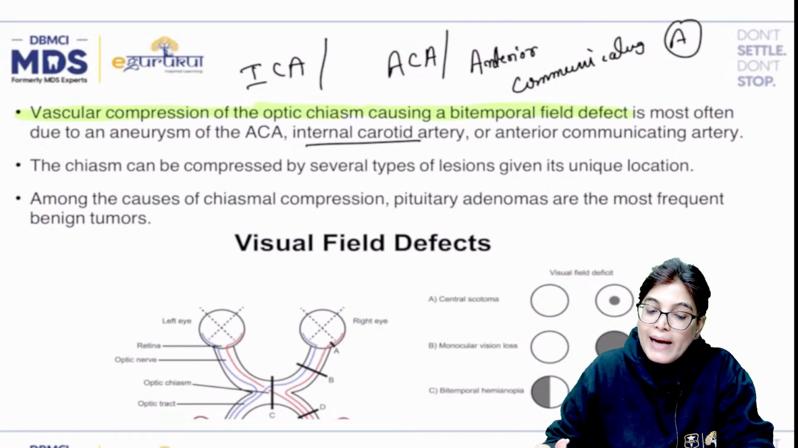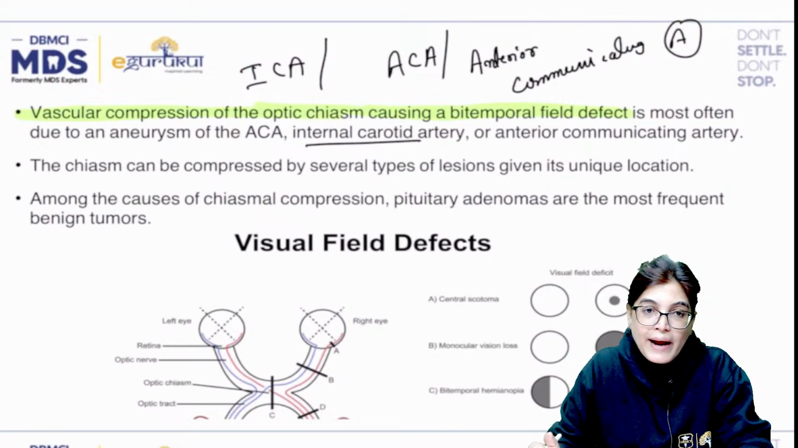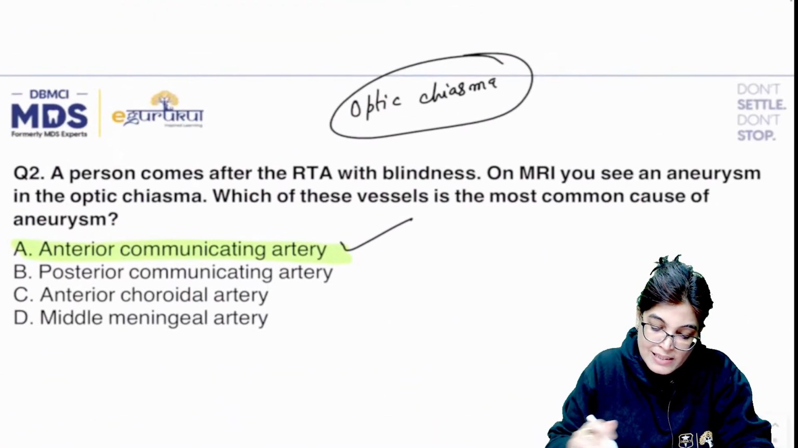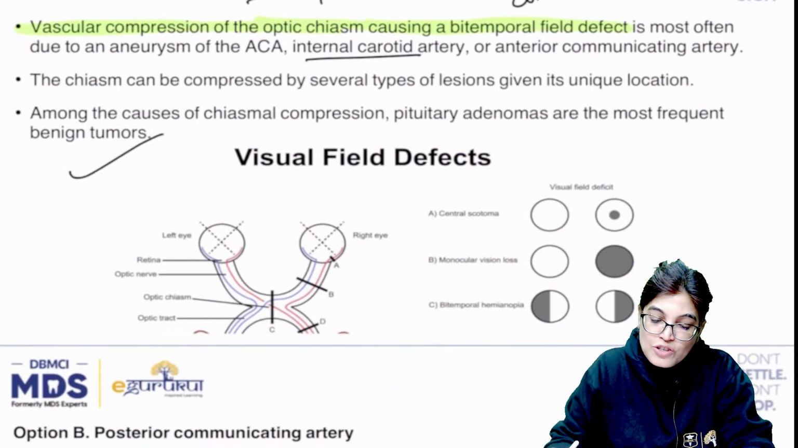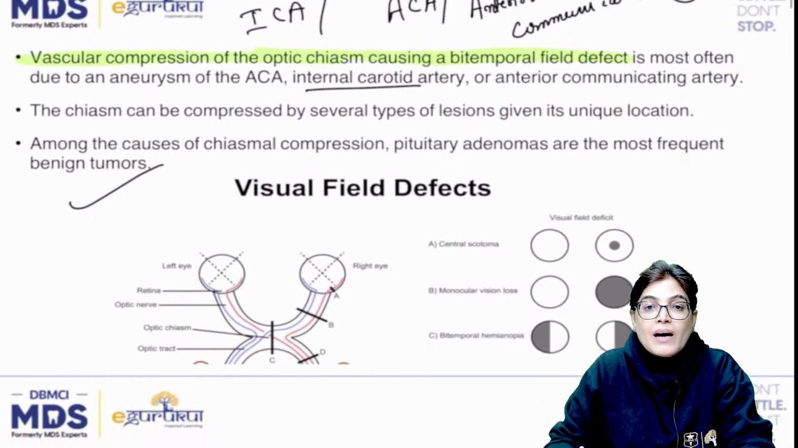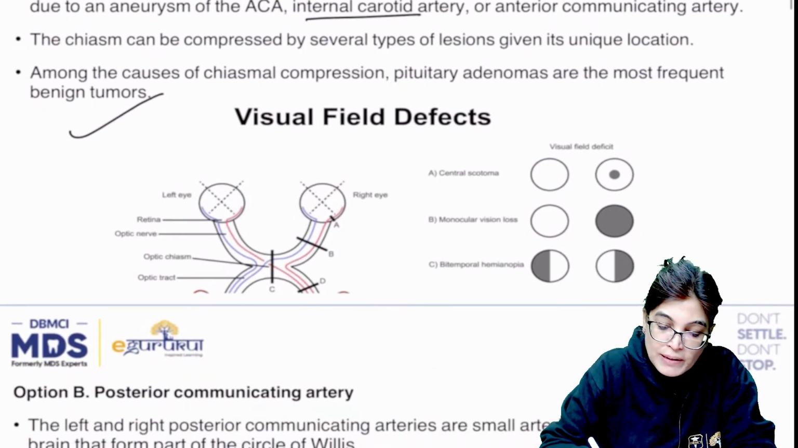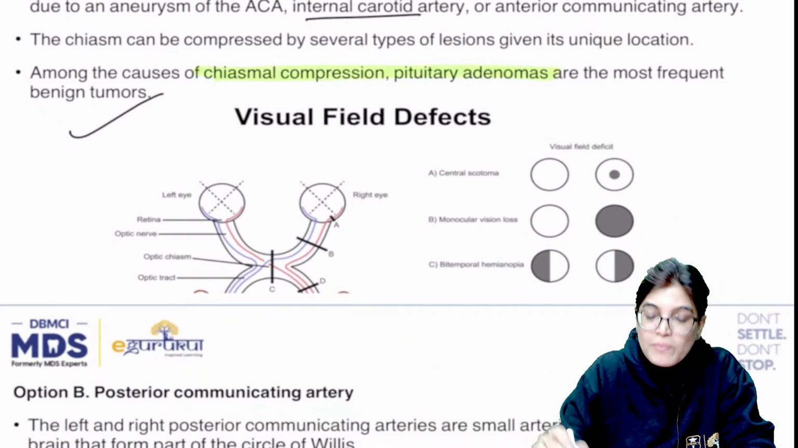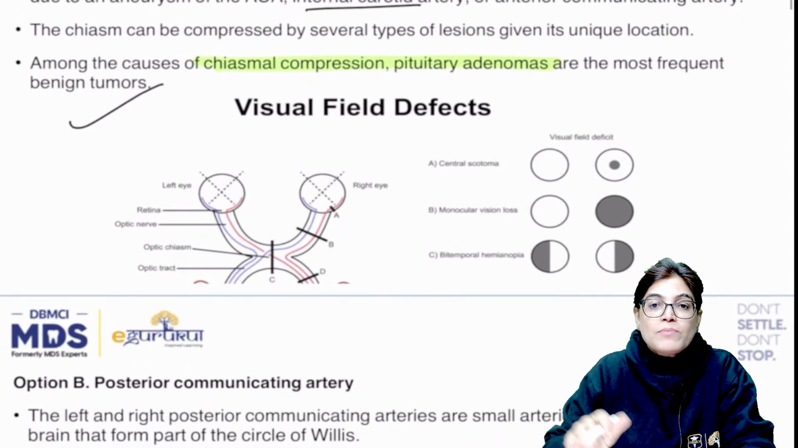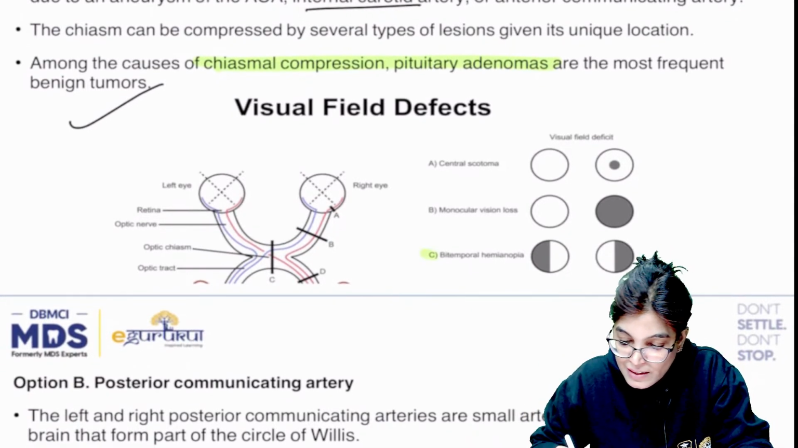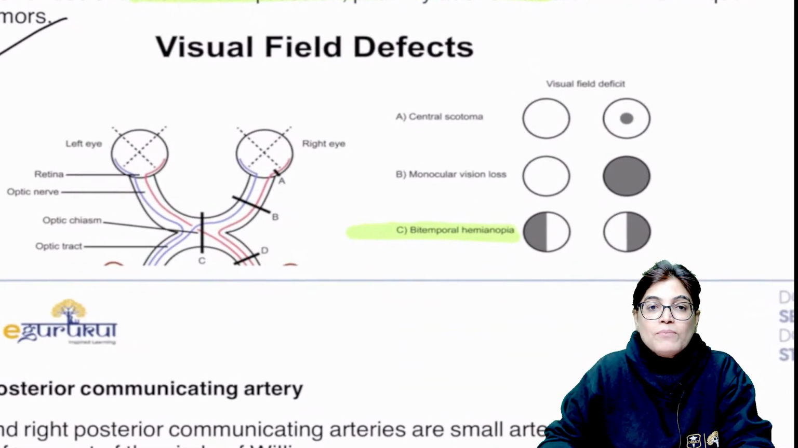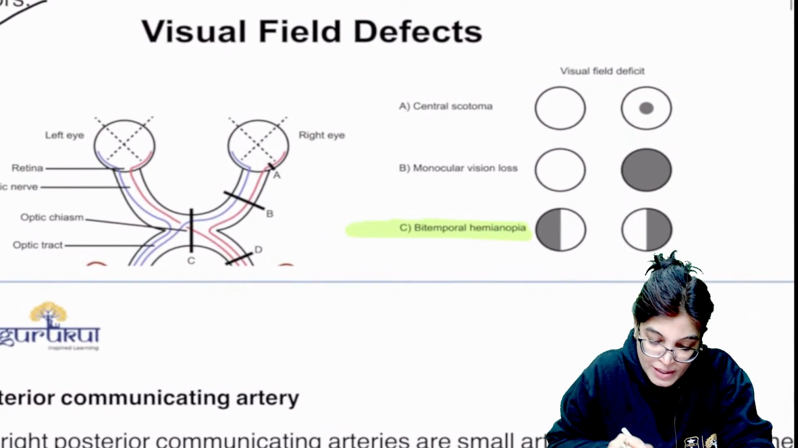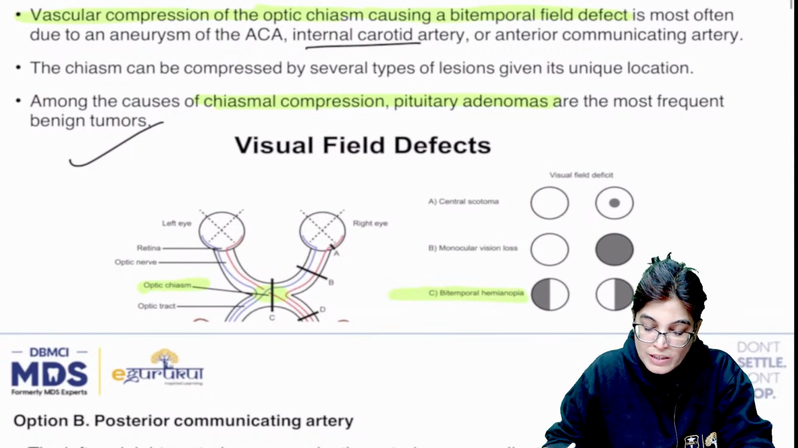Yes, Aditi Huda, anterior communicating artery is absolutely right. So we will pick the right answer as anterior communicating artery. Now I also want you to know that the major cause of optic chiasma compression is pituitary adenoma. So pituitary adenoma is the reason for compression of the optic chiasma, and the defect seen here is bitemporal hemianopia. Bitemporal hemianopia as shown here: you can see the optic chiasma is compressed by a pituitary tumor.